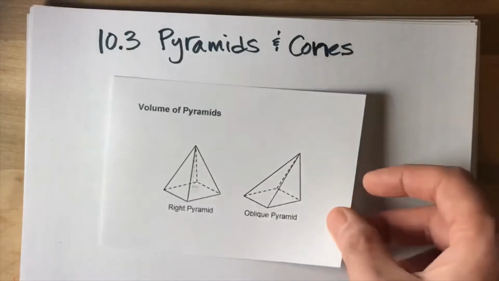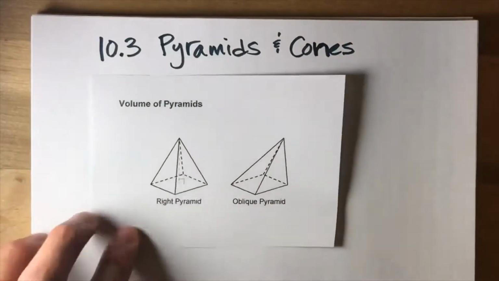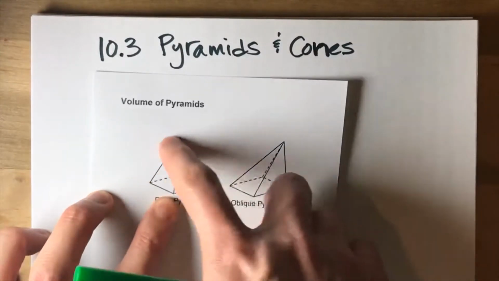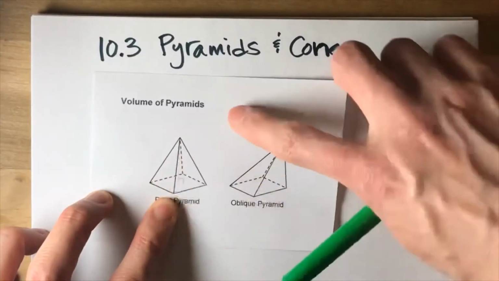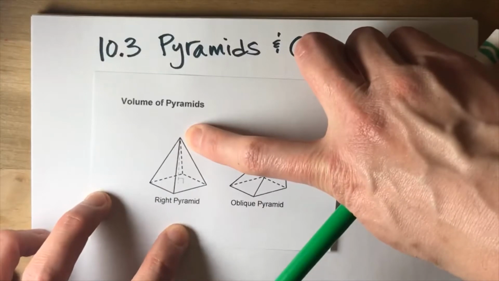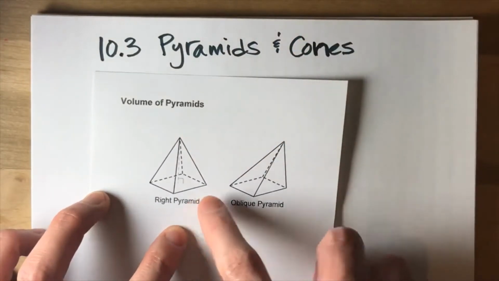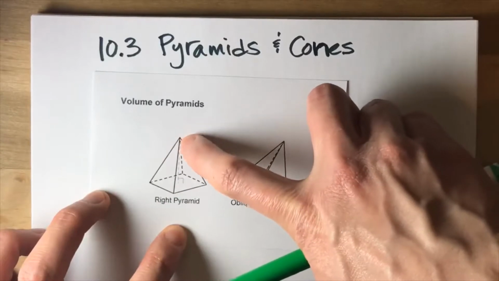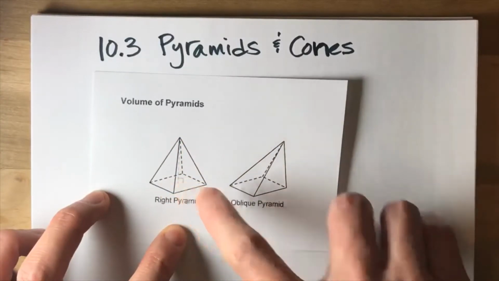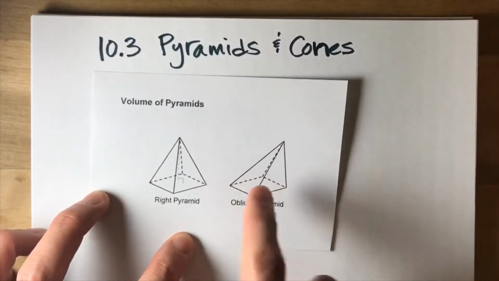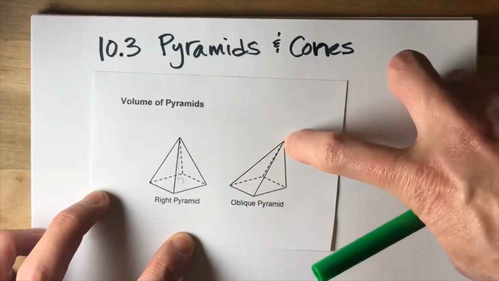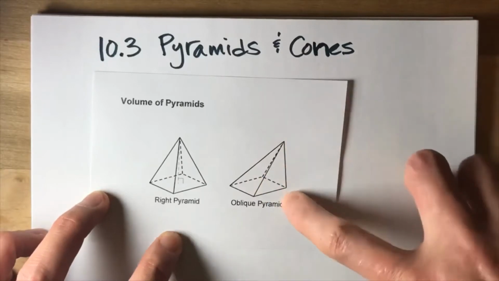Let's start with pyramids. So remember, a pyramid is a solid that has a base, and all the lateral surfaces are triangles that come to a point at the top, which is the vertex. And that's the definition of a pyramid. You could have a right pyramid where the height is perpendicular to the base, or you can have an oblique pyramid where it's tilted. The vertex is not over the center of the base anymore, it's tilted out.